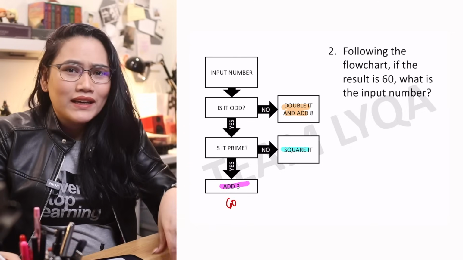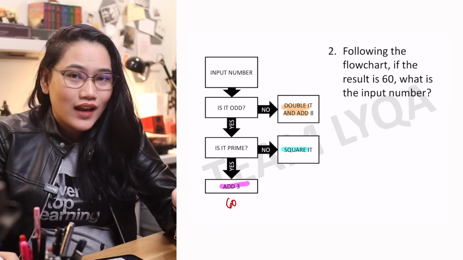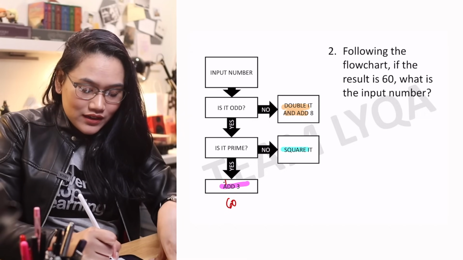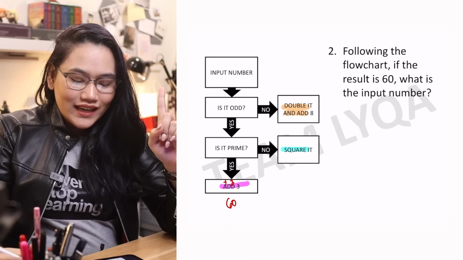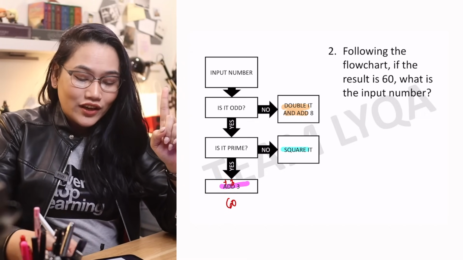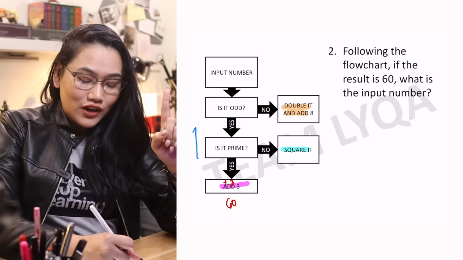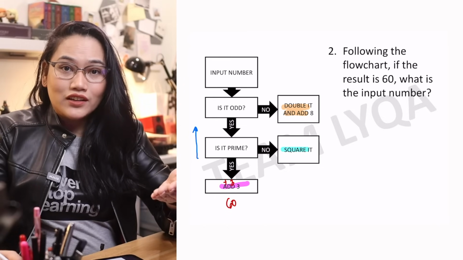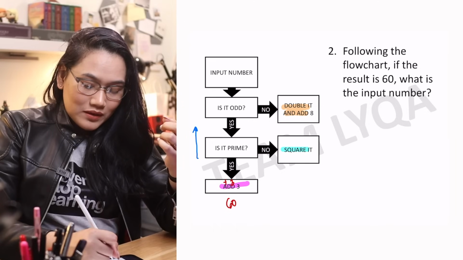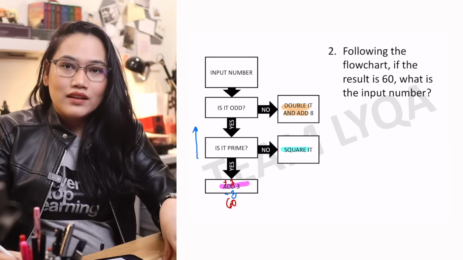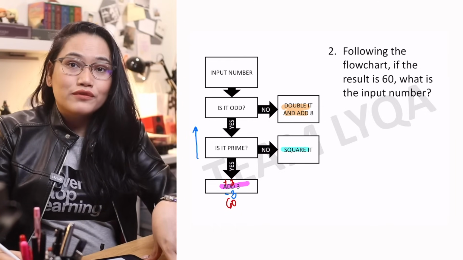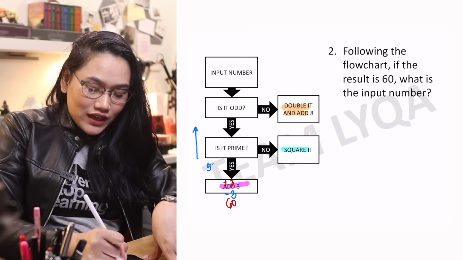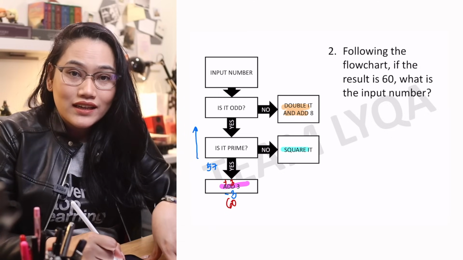Ang 60 ba, kapag nag-add 3 ako, anong mangyayari sa kanya? Now again, ang add 3 is plus 3. Pero dahil backtracking ang gagawin natin, dahil ang direction na natin ngayon ay paurong, to figure out kung ano yung input number, ang gagawin natin dun sa 60, which is the resulting number, ay 60 minus 3. 60 minus 3 is 57. At yung 57 na yan, yun ang mapupunta dito sa kahon na is it prime.